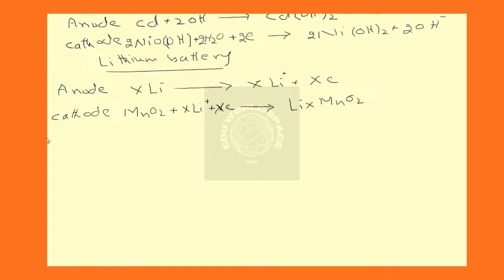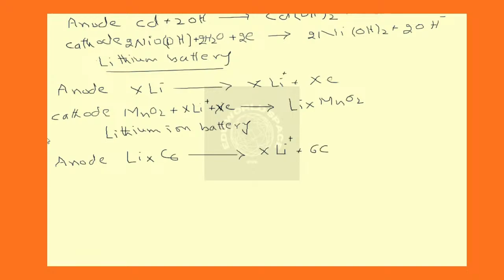In case of the lithium ion battery, at the anode, the graphite anode LixC6 oxidizes, forming x Li+ ions plus 6 carbon atoms and gives x number of electrons.